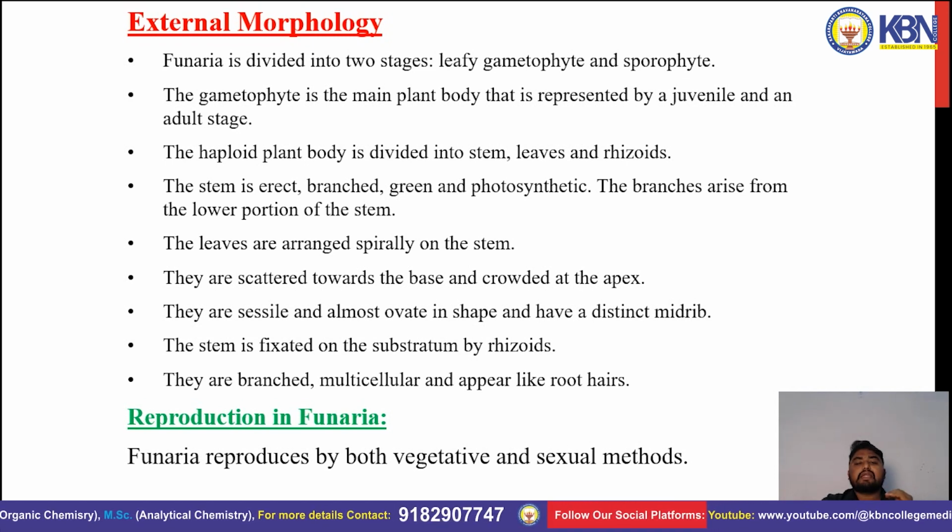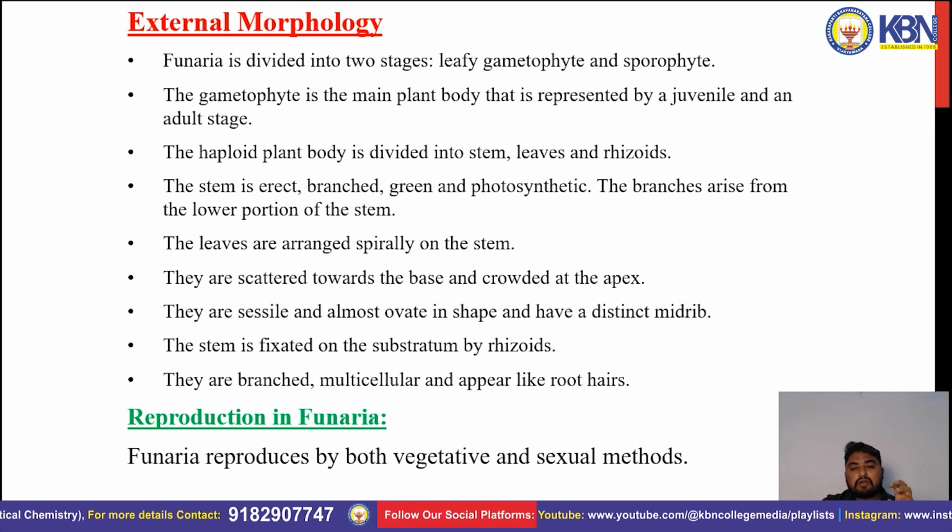The leaves are arranged spirally on the stem. They are scattered towards the base and crowded at the apex. They are sessile and almost ovate in shape and have a distinct midrib. The stem is fixed to the substratum by rhizoids. They are branched and multicellular and appear like root hairs. This is the external morphology of Funaria.